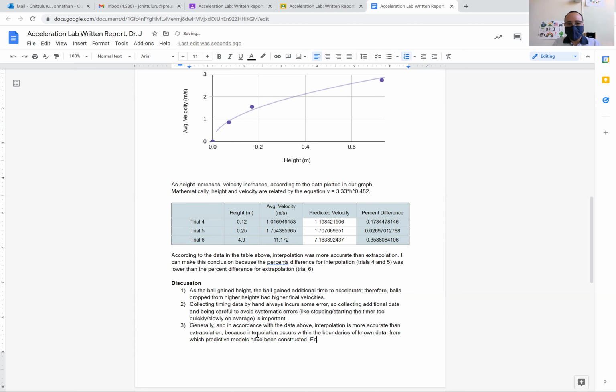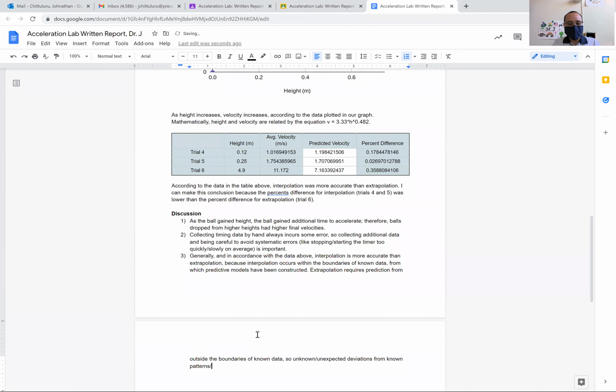Okay. Extrapolation requires prediction from outside the boundaries of known data. So unknown, unexpected deviations from known patterns and trends may occur.